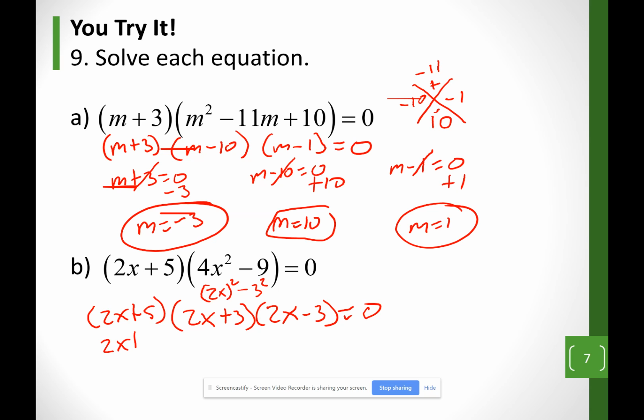Let each of your parentheses equal 0. I'm going to say 2x plus 5 equals 0. I'm also going to say that 2x plus 3 is equal to 0. And 2x minus 3 is equal to 0.